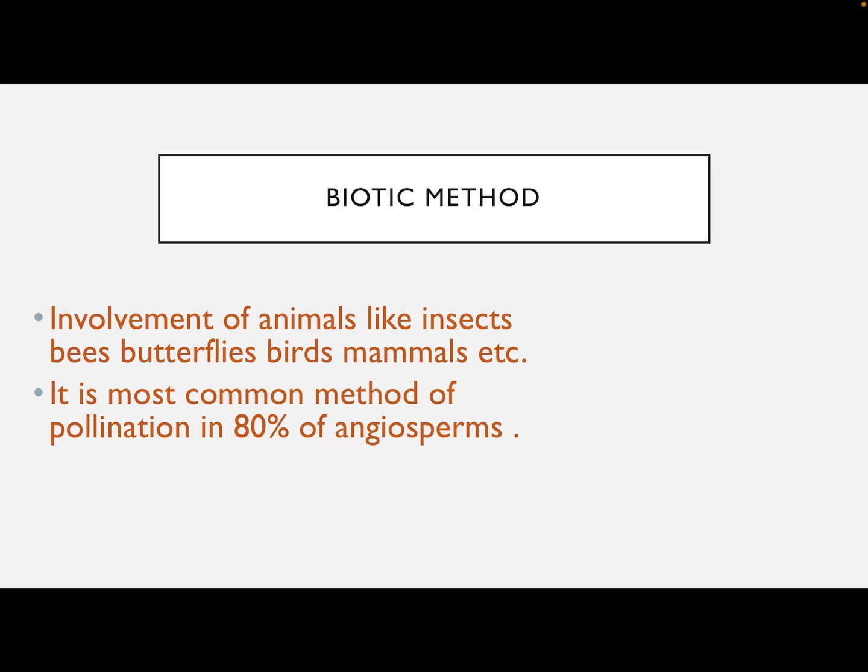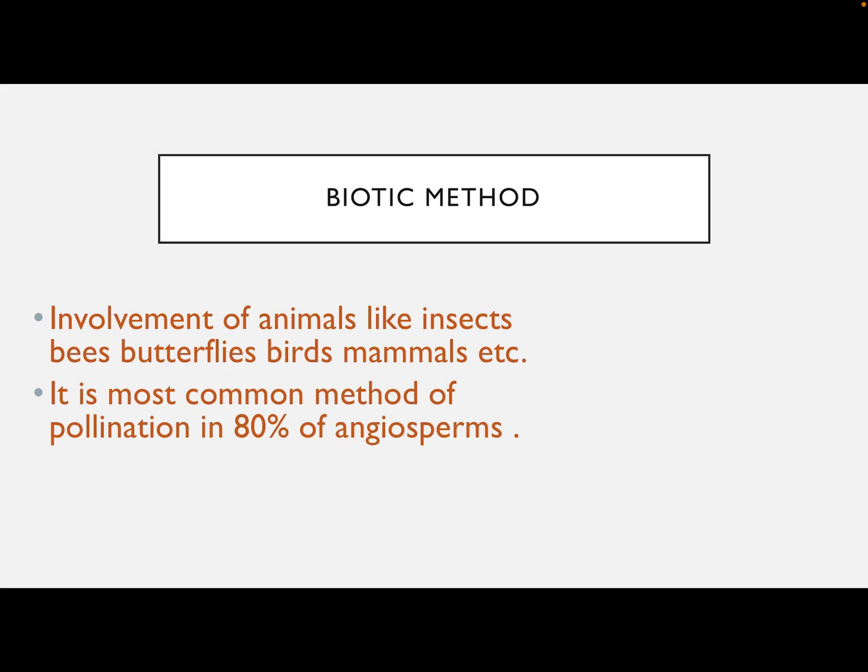What is the biotic method of pollination? It is the involvement of animals like insects, bees, butterflies, birds and mammals. It is the most common method of pollination. In 80% of angiosperms, the flowering plants, they use the biotic method of pollination.